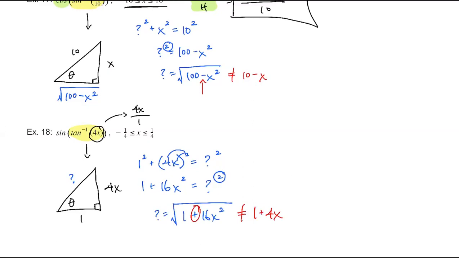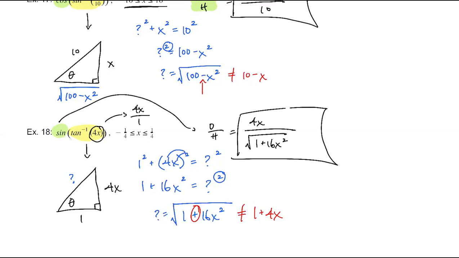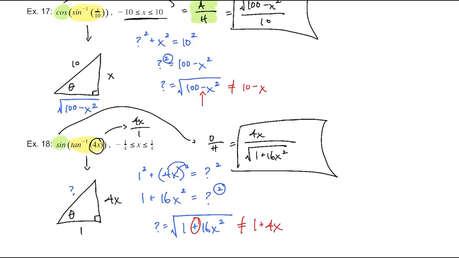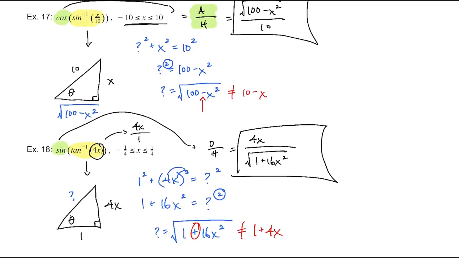And so now, this is asking us for the sine, or opposite over hypotenuse. And when we do opposite over hypotenuse, we get 4x over the square root of 1 plus 16x squared. That is totally fine to leave as an answer. Oh no, did you make that mistake again? It's a tough one to break that habit, but we'll try and make it pretty explicit, okay?